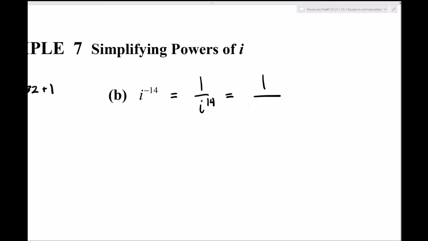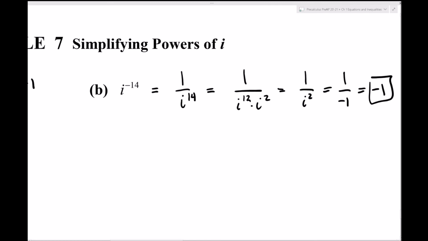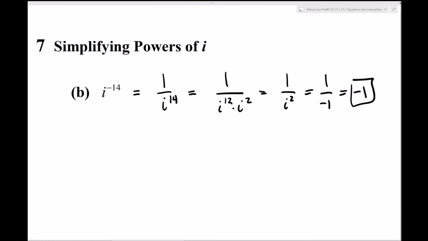So I think that's 12. i to the 12th power times i squared, because 12 plus 2 is 14. So what happens to the multiple of 4? It goes away. It's just a 1. So we're just left with 1 over i squared. 1 over i squared is 1 over -1, which is 1 divided by -1, which is -1. And that's it for that one.